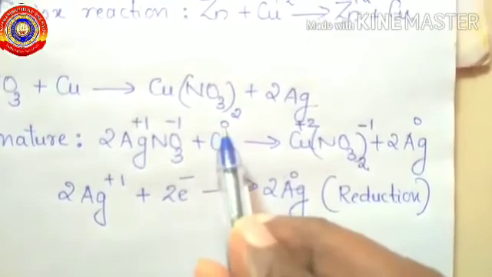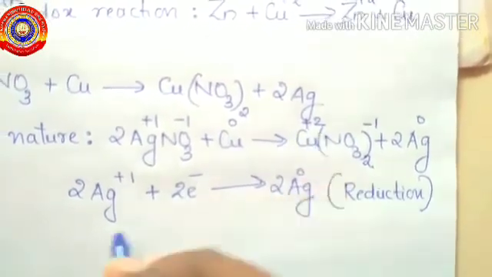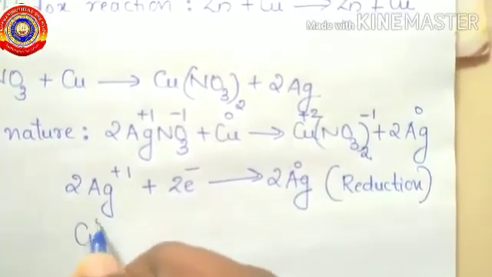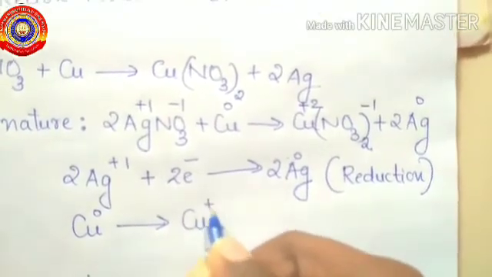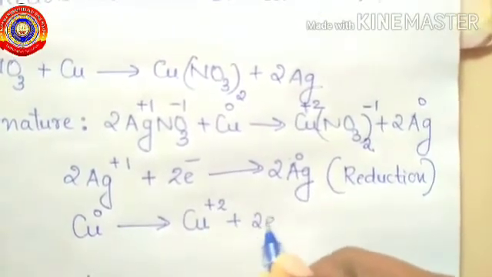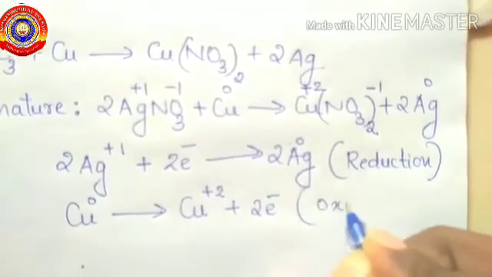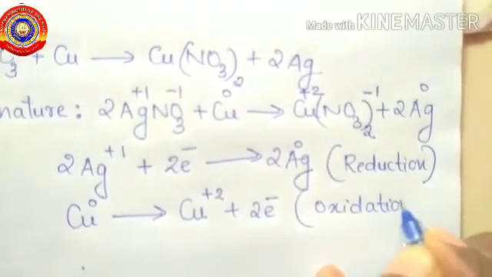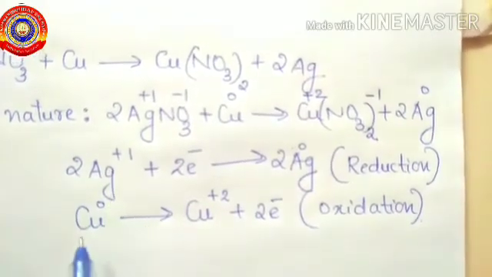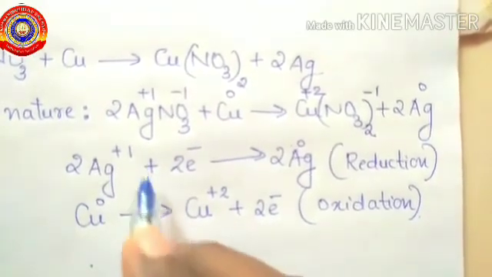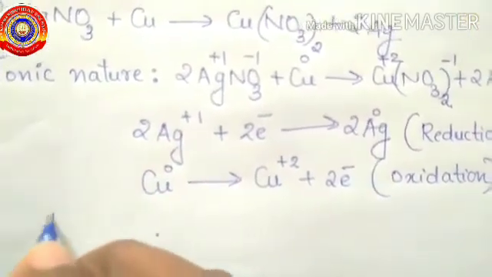And for copper, the number 0 changes to +2. So it shows an increase in oxidation state. Hence we can write Cu gives Cu +2 plus 2 electrons. Copper donates 2 electrons to become copper ions. So it is an oxidation reaction. In this equation, both oxidation and reduction take place simultaneously. So we can say displacement reactions are also known as redox reactions.